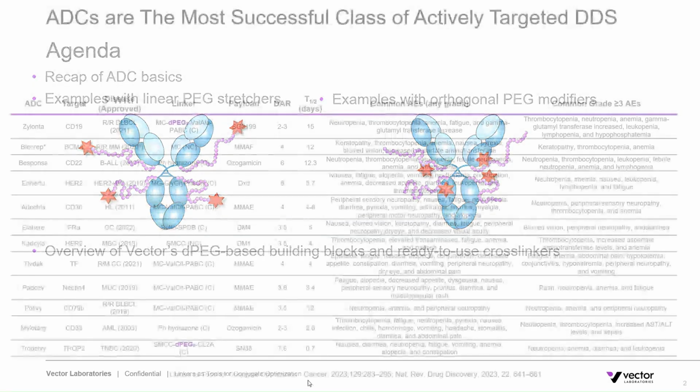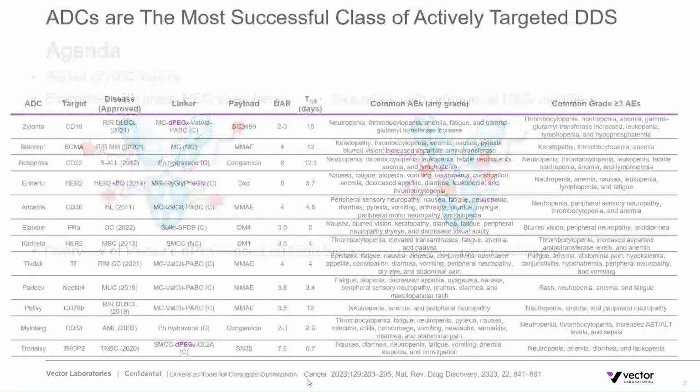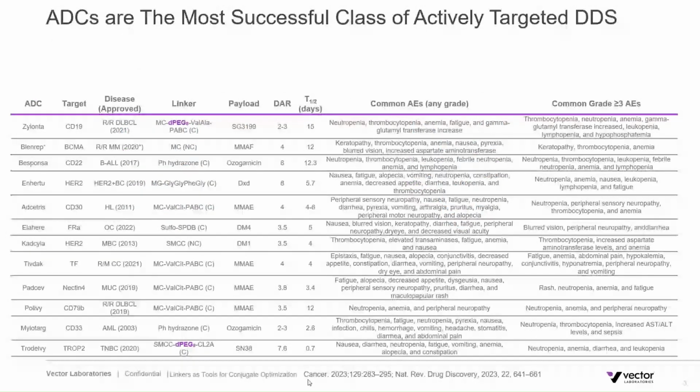Okay, so let's go. ADCs are indeed the most successful class of actively targeted drug delivery systems, and this table shows the clinically approved ADCs. There's been a lot of success with passive targeting in drug delivery, and there's been some success using other targeting vectors such as peptides, but using antibodies as the targeting vector has yielded the greatest number of clinically approved ADCs.